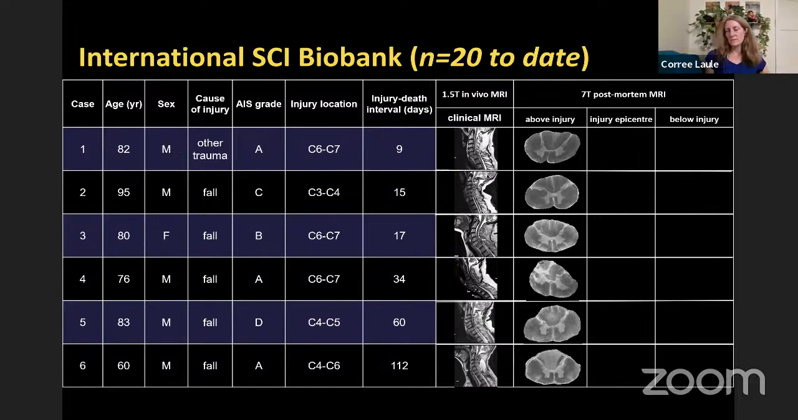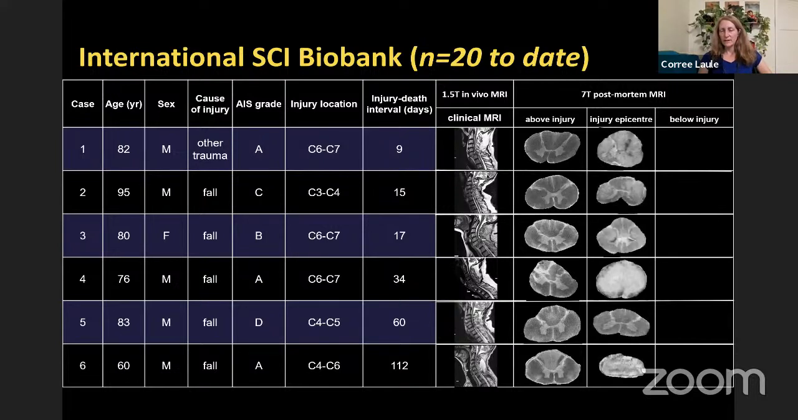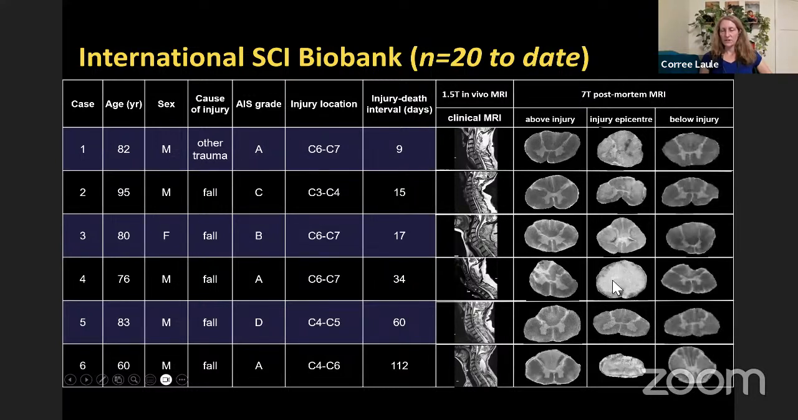And then here's just some representative pictures from our 7 Tesla postmortem MRI. So above the injury, this is a typical cross-section of what a spinal cord would look like. The injury epicenter, you can see for some cases, there's really no structure left there at all. It's just this big area of destruction. And then this would be below the injury epicenter.